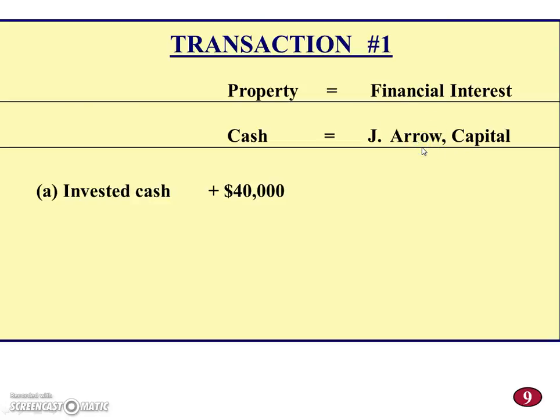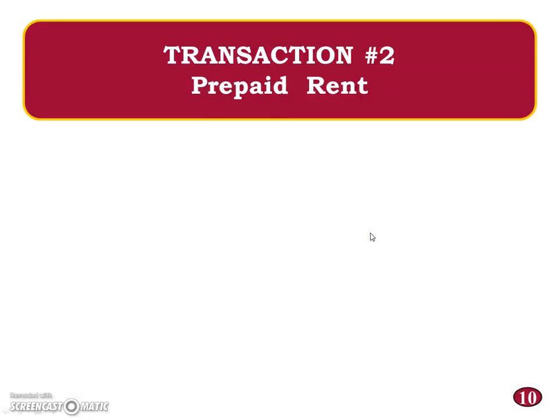What do we have now? He's invested 40 in cash, and therefore his equity is 40. So it balances, 40 plus 40.